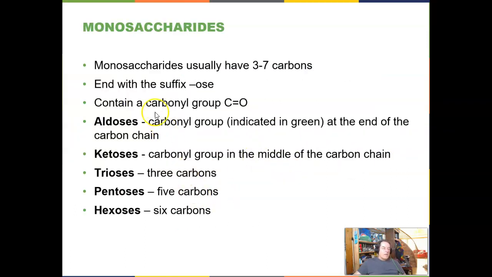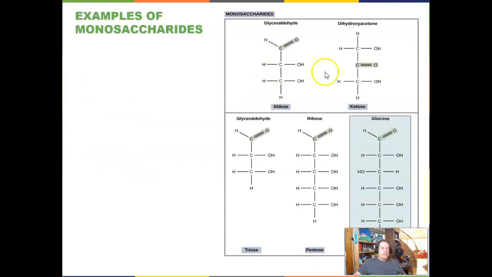Okay. Then we've got particular ones. In the world of biology, the 3 major classes of monosaccharides are going to be trioses, pentoses, and hexoses, 3, 5, and 6 carbon sugars. All right. The presence of a double bond is true for all sugars. The location of that double bond is what distinguishes aldoses from ketoses. That's this image right here. All right. Here's a triose, a pentose, and a hexose.